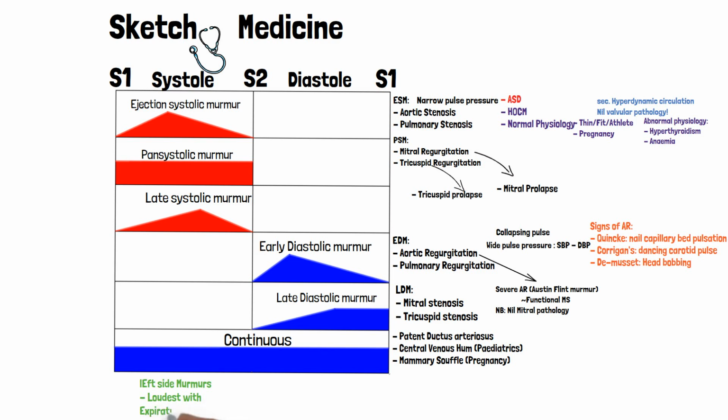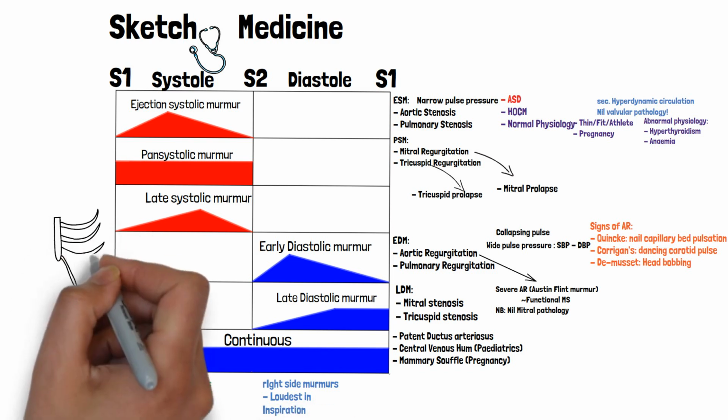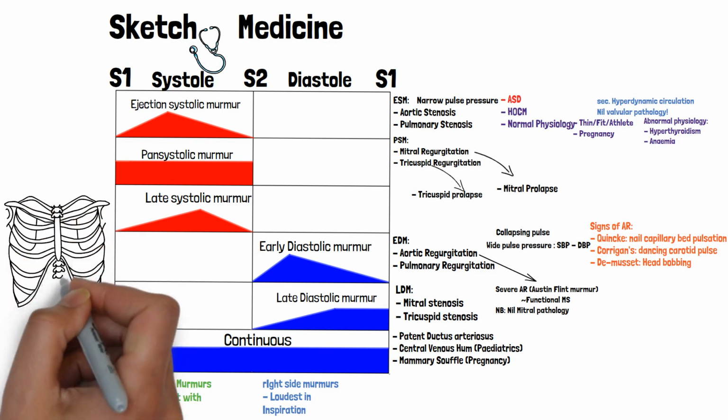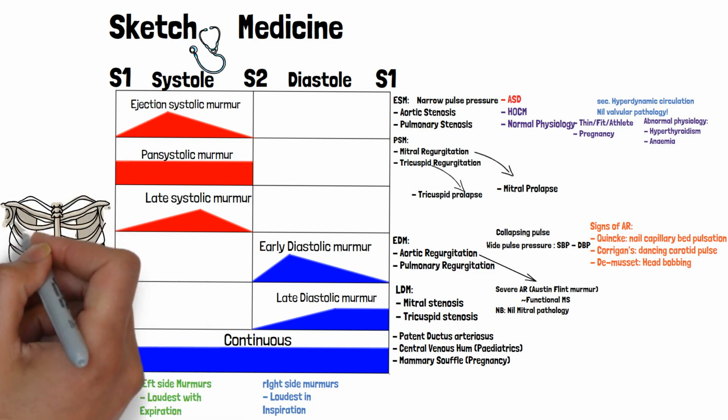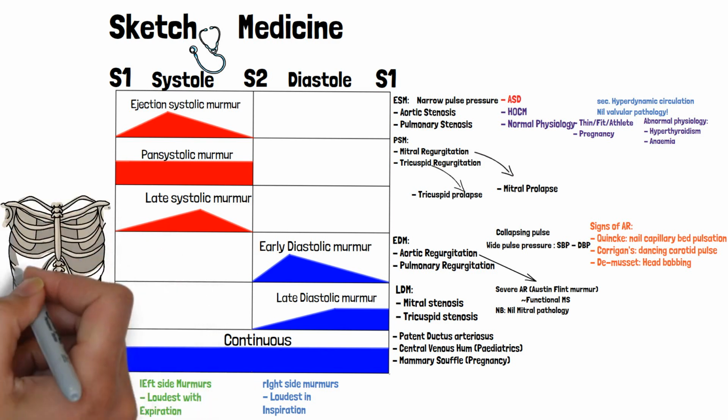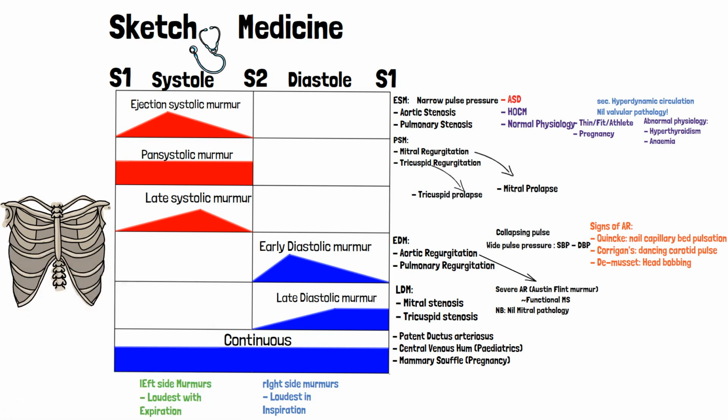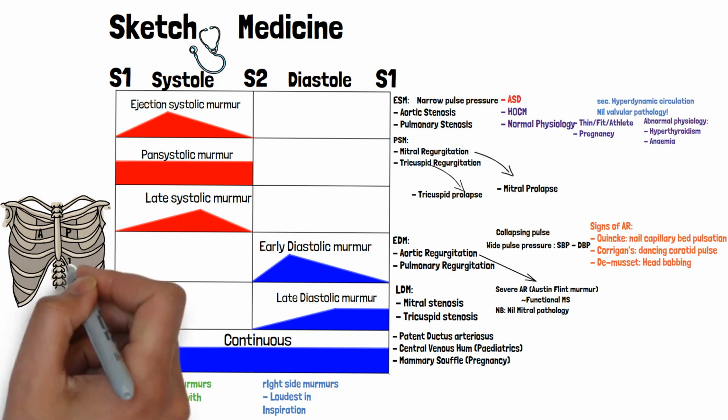It's also important to note that the position of different murmurs coincide with different accentuations with respiration. The left-sided murmurs are loudest with expiration, the left side, capital E, and a right side with a capital I is loudest in inspiration. Whilst we're here, we'll draw a caricature of the thoracic cavity and label the sites of the aortic, pulmonary, tricuspid, and mitral valve. Good way to remember is all physicians take medication.